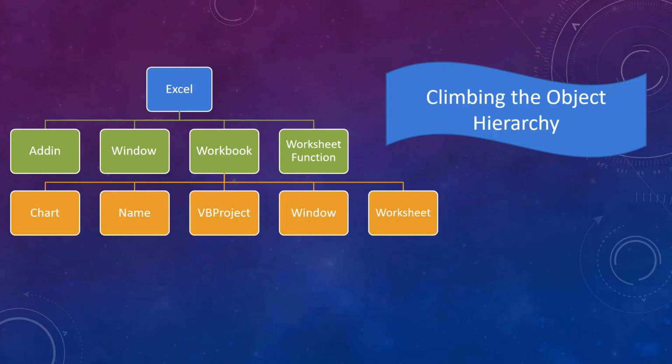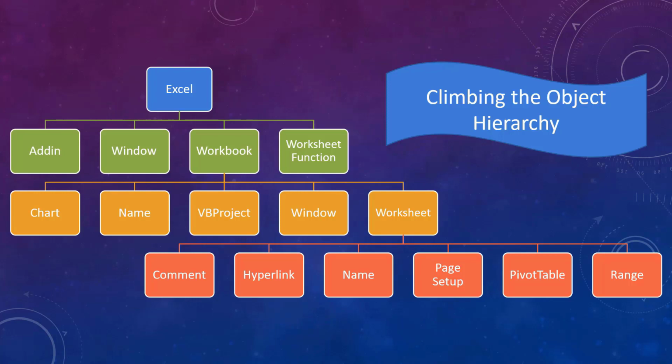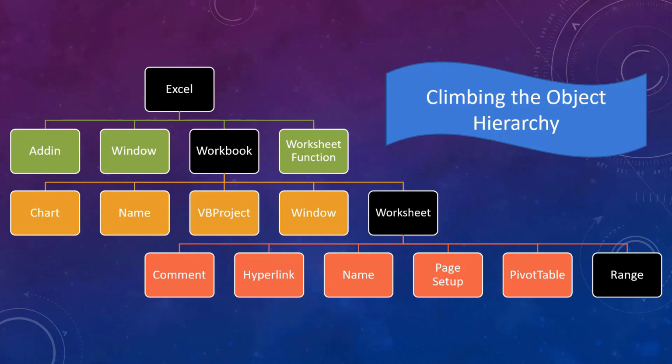Consider a worksheet object, which is contained in a workbook object. Some of the objects that can be contained in a worksheet object are comment, hyperlink, name, page setup, pivot table, and range. If you want to do something with a range on a particular worksheet, you may find it helpful to visualize that range in the following manner: range contained in worksheet, contained in workbook, contained in Excel.